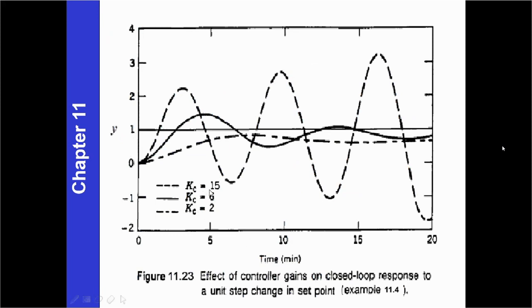So if Kc is a big value of 15, for example, it will be near to 1. Sorry, if Kc is big, 15, the response becomes bigger and bigger. But if Kc is 6, it will be going towards the center. And if Kc is small, at 2 for example, it will be something like this. This is the effect of the controller gains on the closed loop response to a unit step change in set point.